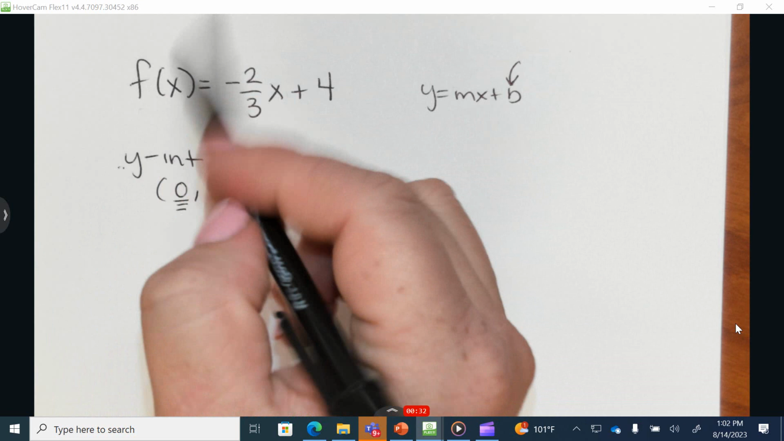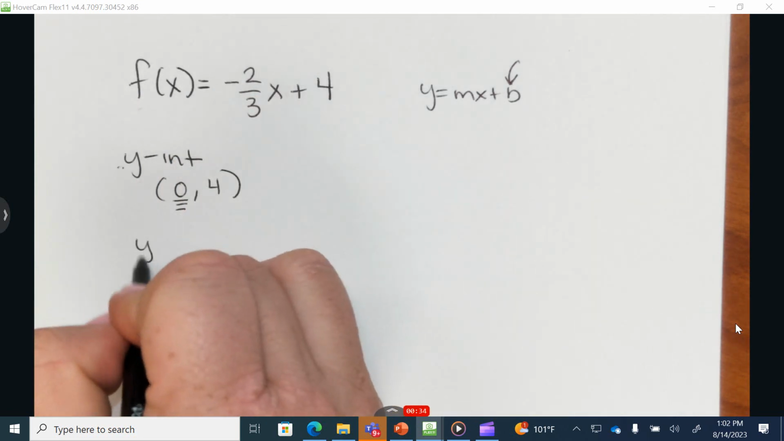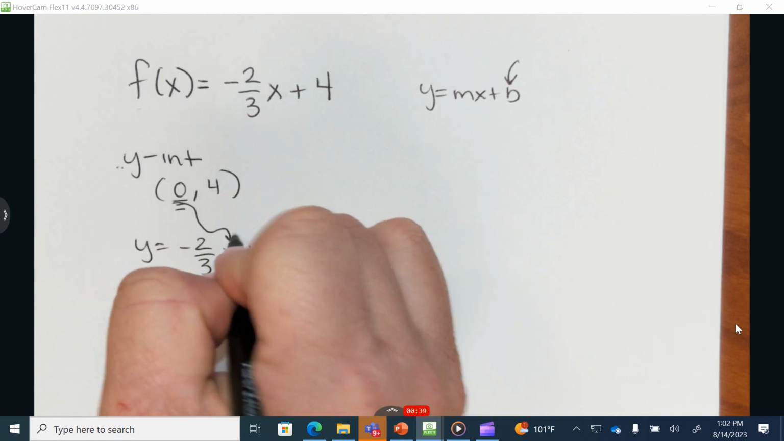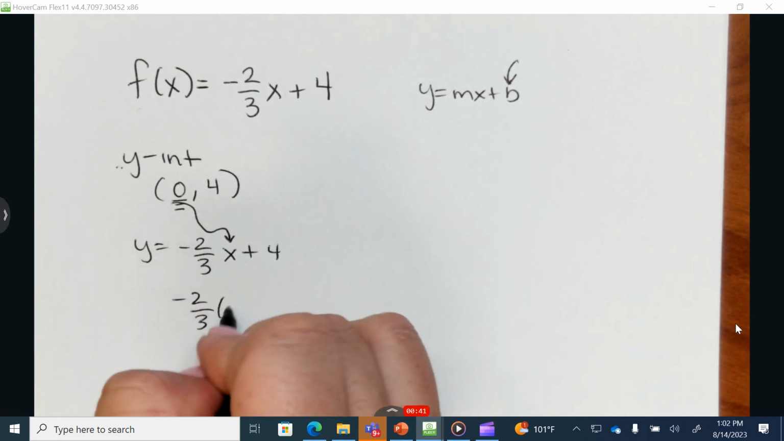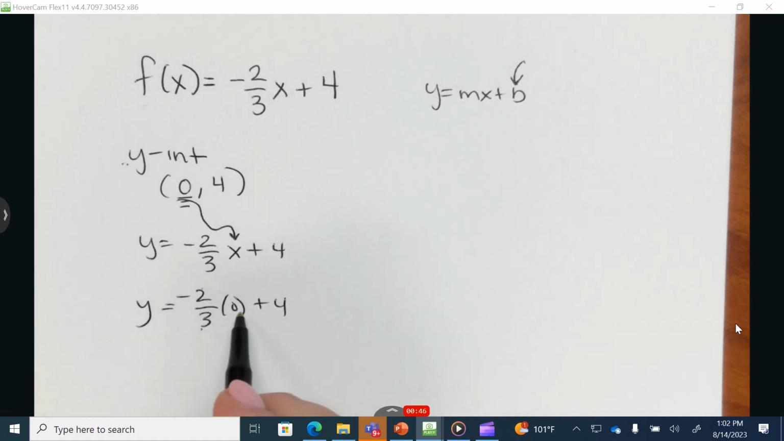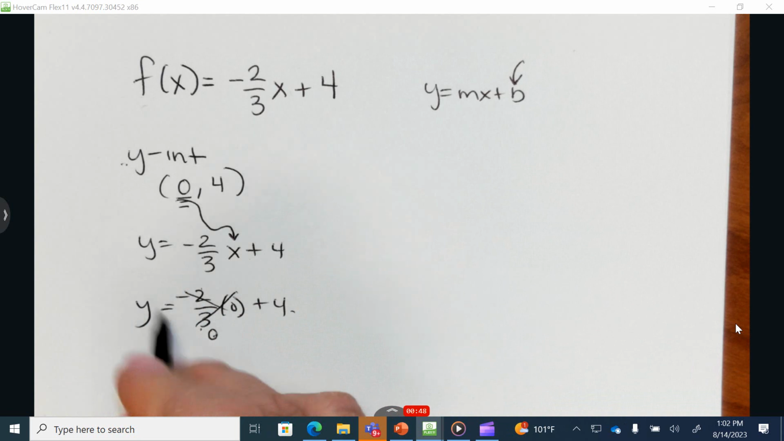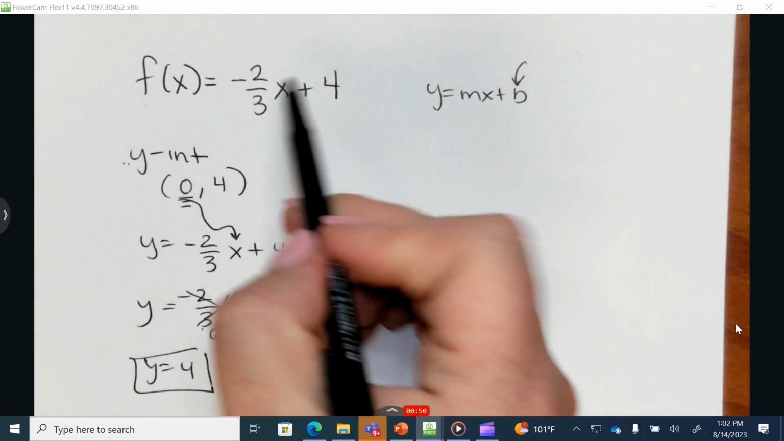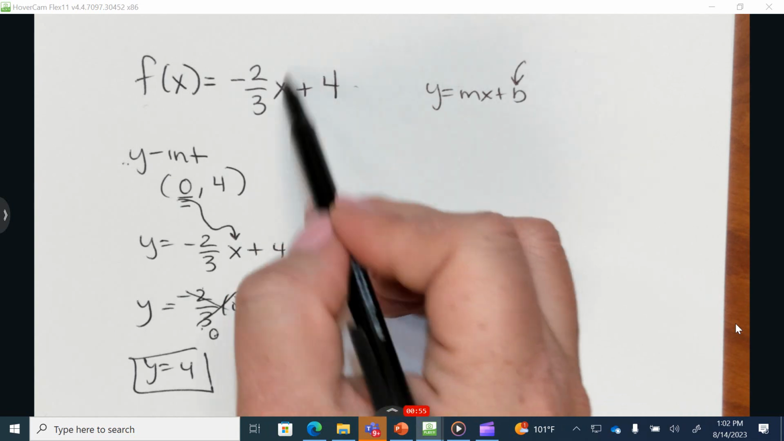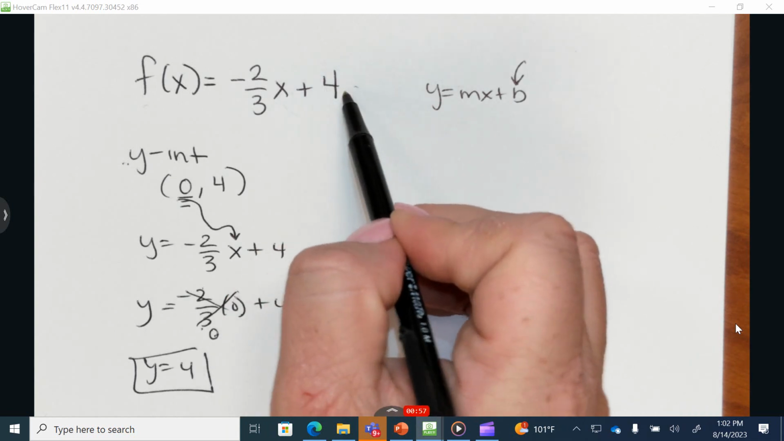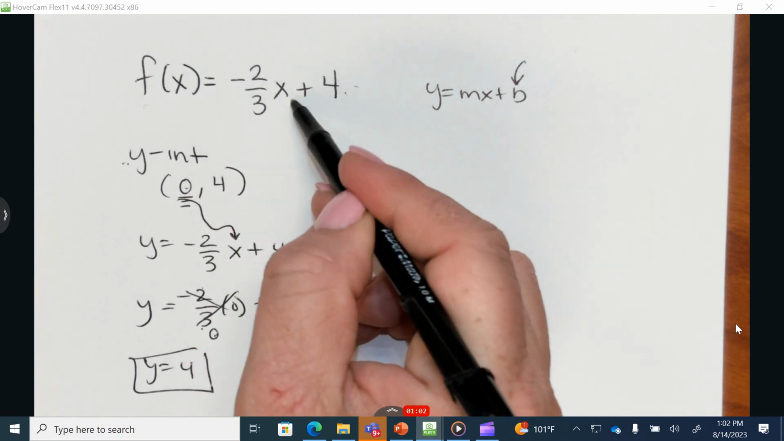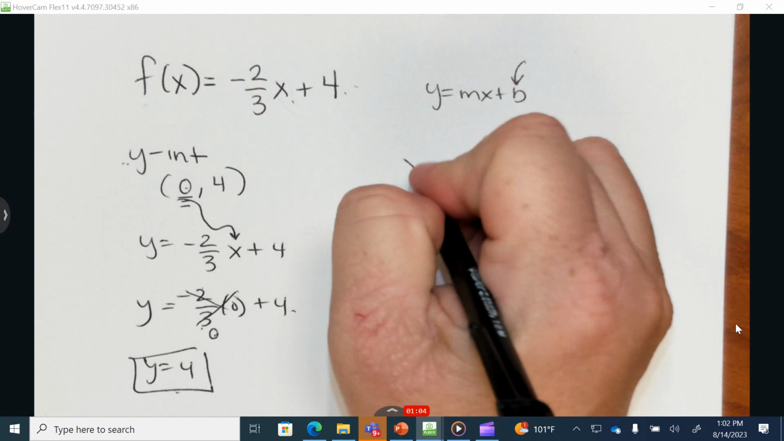An alternative way would be to take this equation, y equals negative 2/3 x plus 4, replace the x with 0, and solve for y. So negative 2/3 times 0 is 0, and 0 plus 4 is 4. If you forget that in the form y equals mx plus b, again, your y-intercept is going to be your constant, the number that does not contain any x. If not, you're welcome to plug in 0 for x and then solve for y.